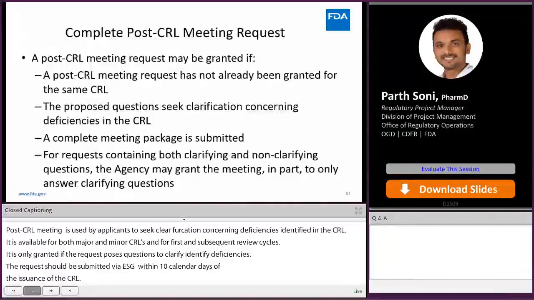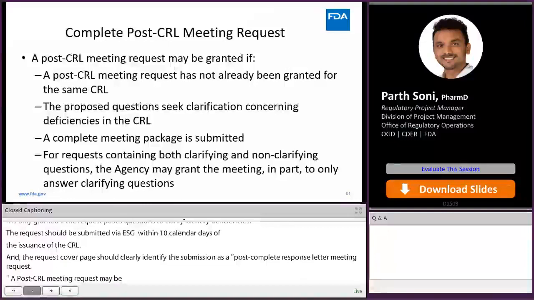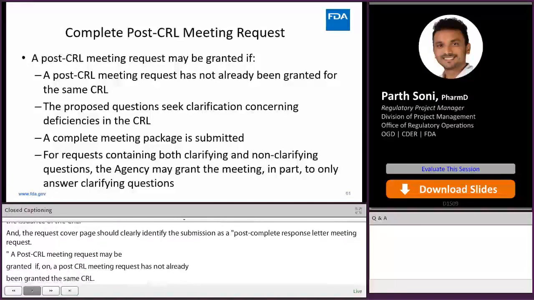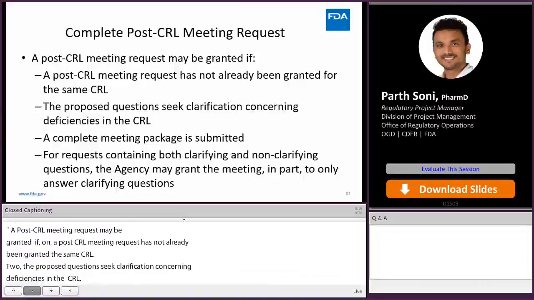A post-CRL meeting request may be granted if: 1. A post-CRL meeting request has not already been granted for the same CRL. 2. The proposed questions seek clarification concerning deficiencies in the CRL. Now note, the word clarification is being repeated over and over again in this presentation, so it should be noted that it is very important that the questions submitted in the meeting package ought to be clarifying in nature.